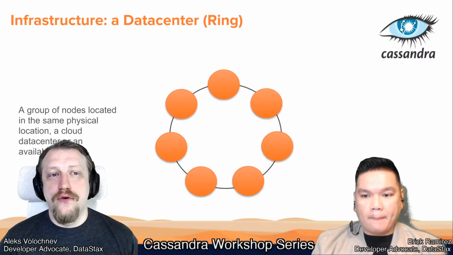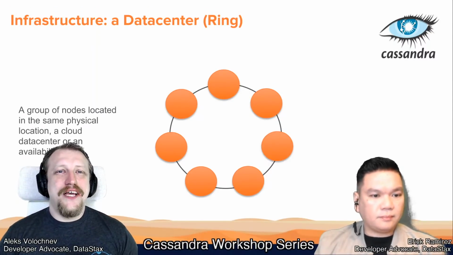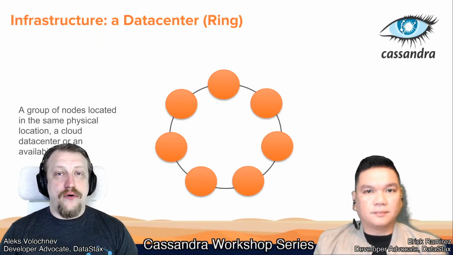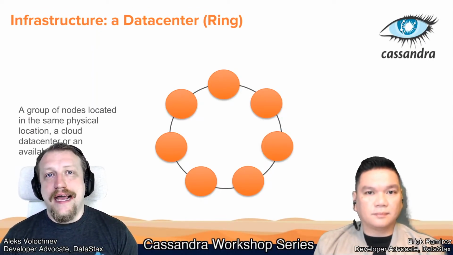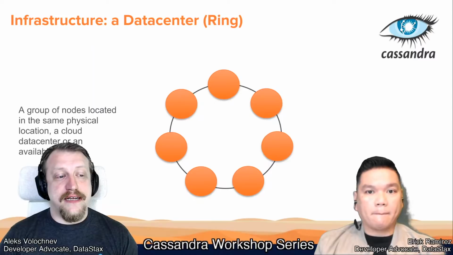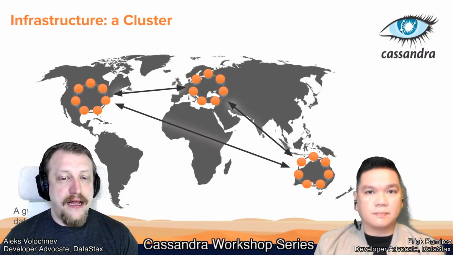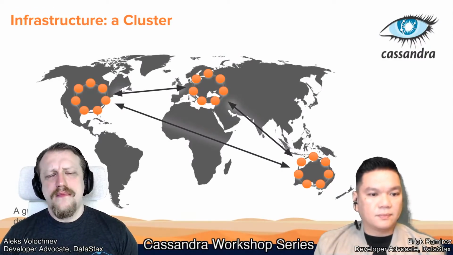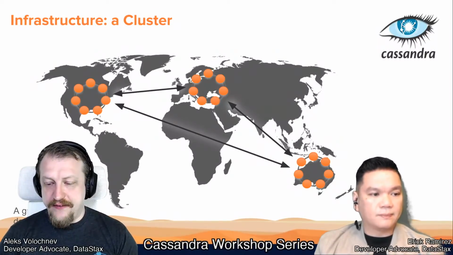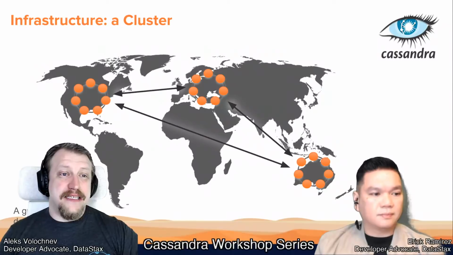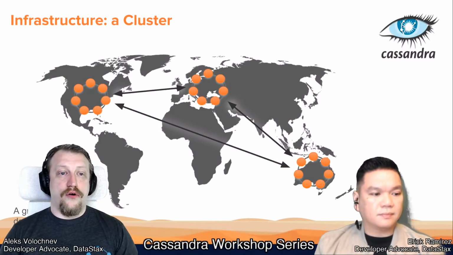Nodes are grouped together into a data center. Usually, those nodes are located in the same physical location, like a regular data center. You have a bunch of servers running there, but it can also be a cloud data center on, let's say, AWS or Google Compute Platform, or it can be some virtual nodes located in the same availability zones. And then in the end, those data centers are united into a cluster. You may have only one data center, or you may have a lot of them, it doesn't matter. A cluster can be of a single data center or of a lot of them.